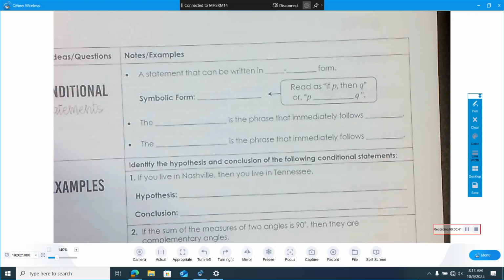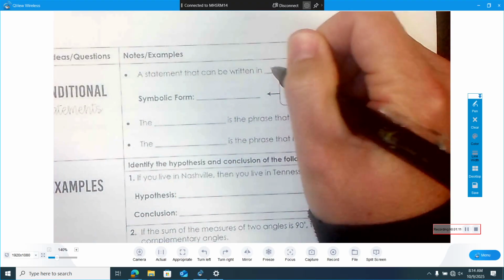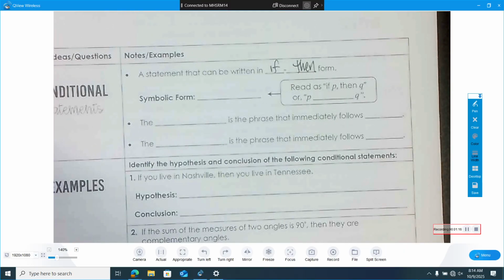So, for example, when you put on your jacket, then we can go outside. That is a great parenting statement, okay? So that's a when, then, all right? Also known as, if you put on your jacket, then we can go outside. So an if-then statement is a conditional statement. A conditional statement is a statement that can be written in if-then form. If, comma, then.